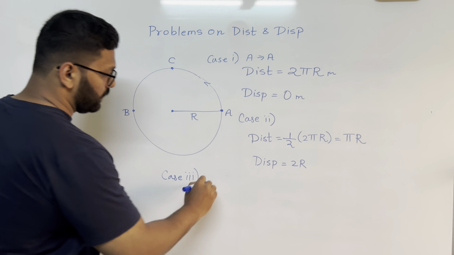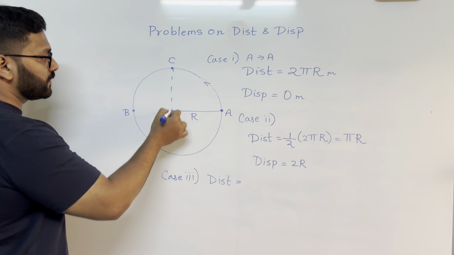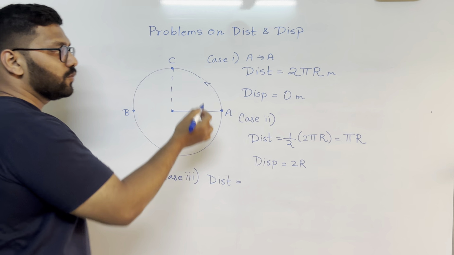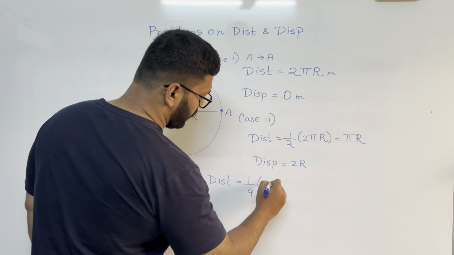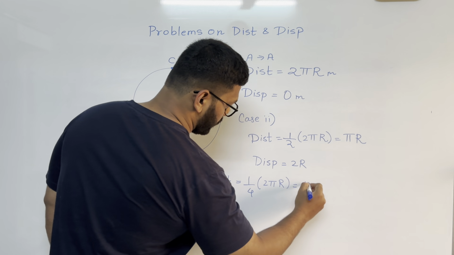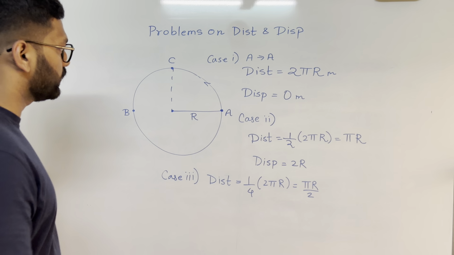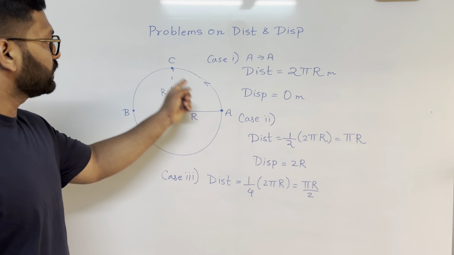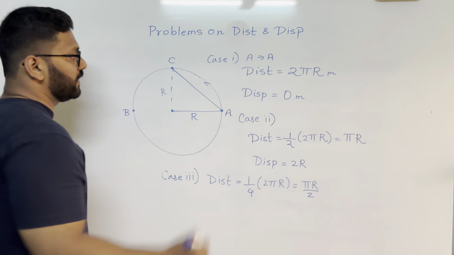In this case the distance is going to be, see, now it is 1/4 of a circle. The length of AC is 1/4 of the circumference. So this distance will be 1/4 into 2 pi r, which is going to be pi r by 2. This is going to be your distance. And what is going to be your displacement? See, this is r and this is also r. What is the shortest distance between A and C? The shortest distance between A and C is this straight line.